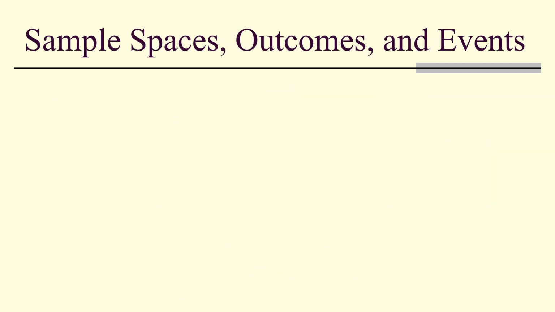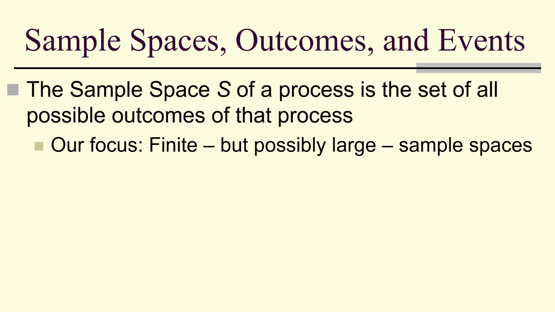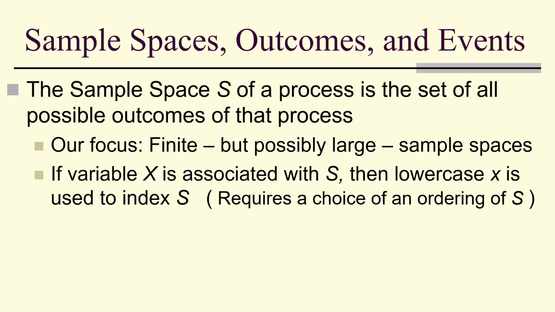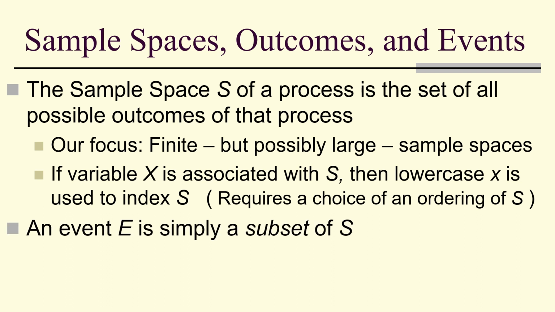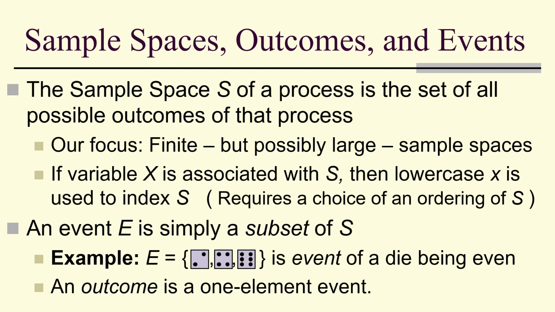So we'll be looking at sample spaces, outcomes, and events, where the sample space is a set of all possible outcomes of a process. We're going to focus on finite, but possibly very large sample spaces. Again, if x is associated with S, then we use lowercase x to index S, which requires that S be in a particular order, so it's consistently indexed. An event is just a subset of S. Here's an example of an event of a die being even. An outcome is just a one-element event.